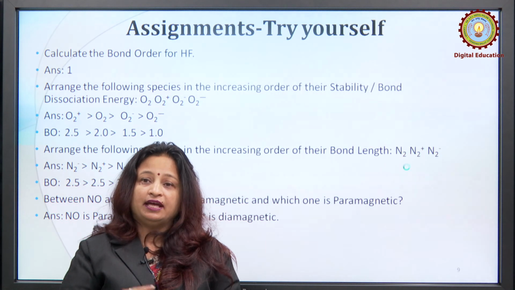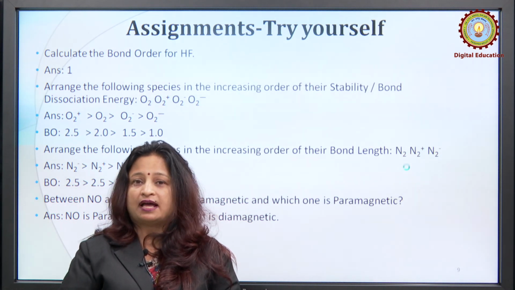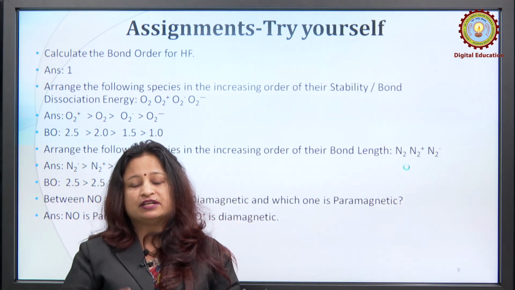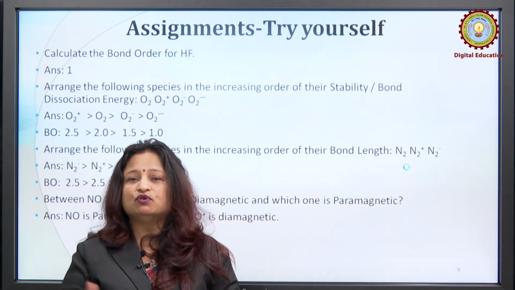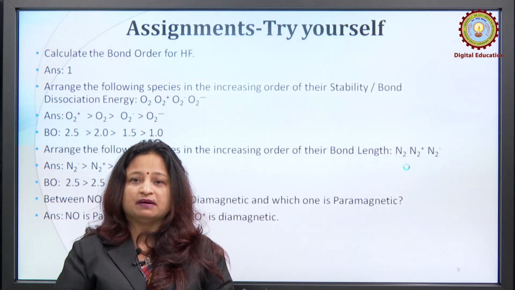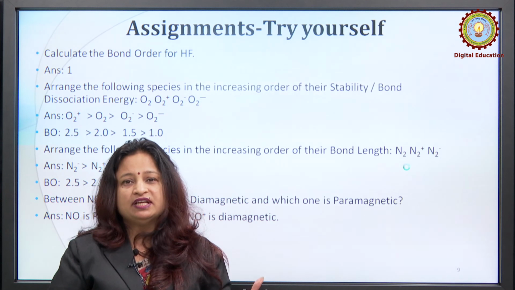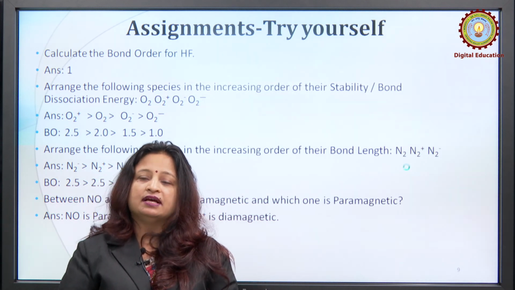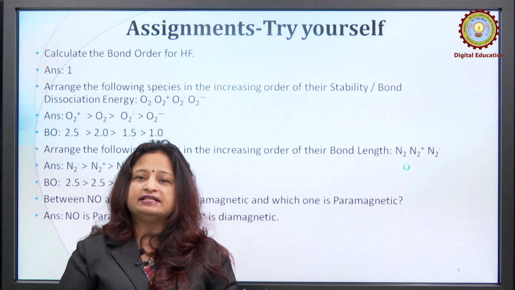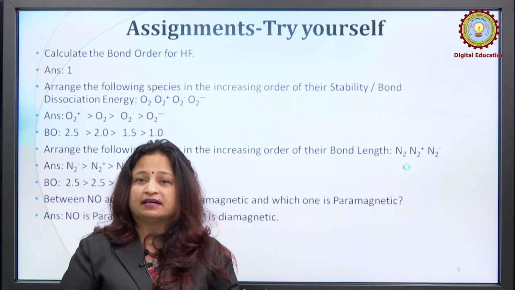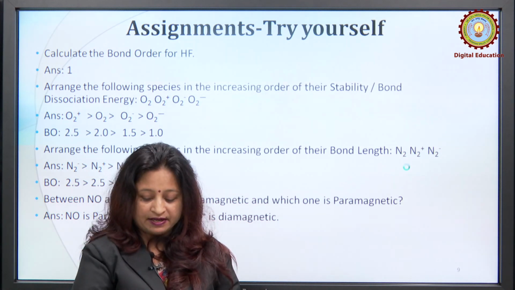But when NO plus is formed, then what is happening? We are removing one electron, the only unpaired electron is removed, and therefore NO plus becomes diamagnetic. So, between NO and NO plus, which one is diamagnetic and paramagnetic? You can easily say that NO is paramagnetic while NO plus is diamagnetic.